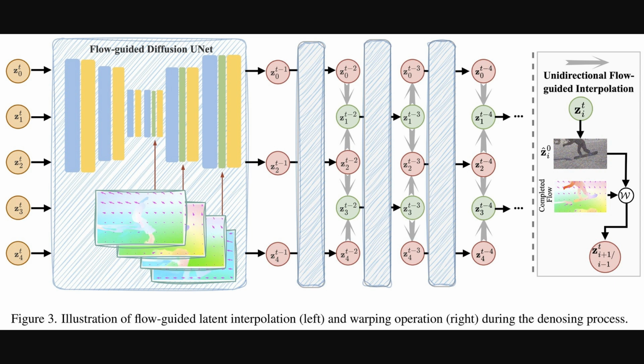The little box on the right shows how it uses the completed optical flow, that motion information from the flow branch, to essentially warp an existing latent representation and predict what an adjacent frame's latent should be. This means it can skip the full denoising calculation for some frames, particularly in the early stages, which contributes to that speedup we saw earlier.